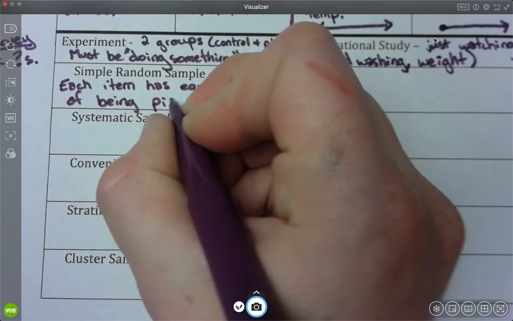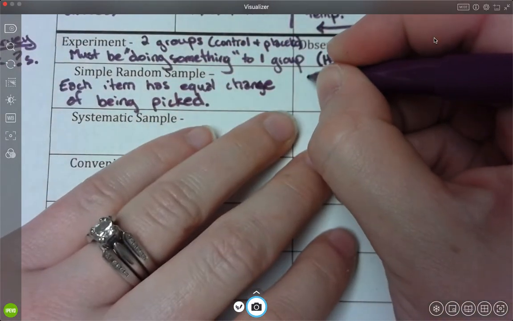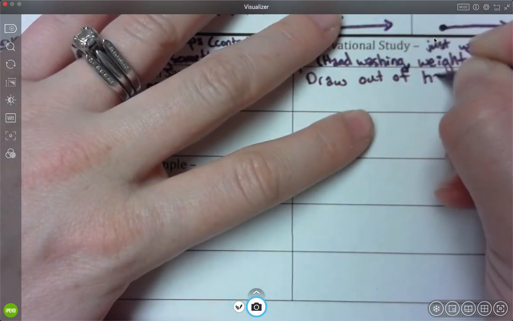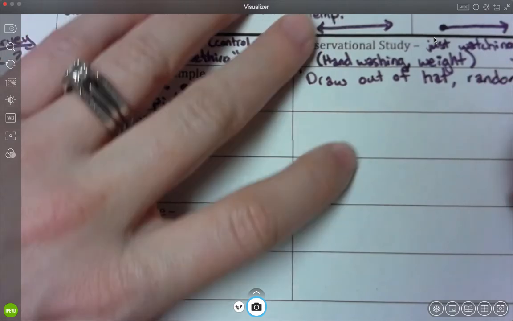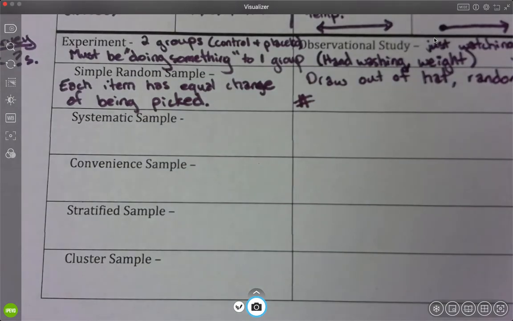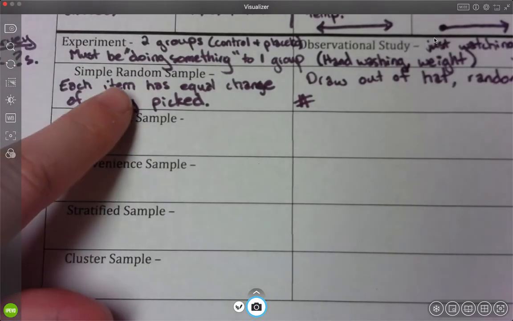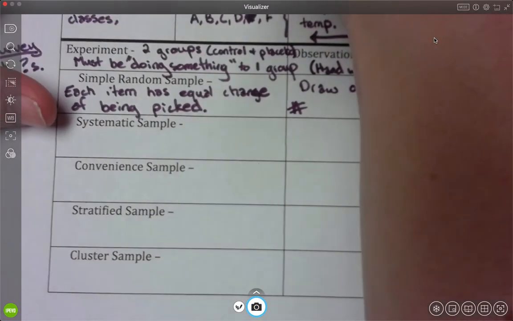Okay, so this might be drawing out of a hat. Draw out of a hat, a random number generator. So maybe you list everybody in alphabetical order, and you have a random number drawn out of a hat, and that person is the person who wins. All of that is done completely random. No groupings are done before that.